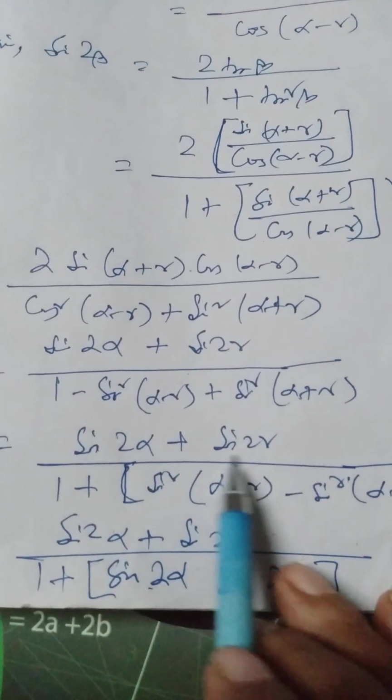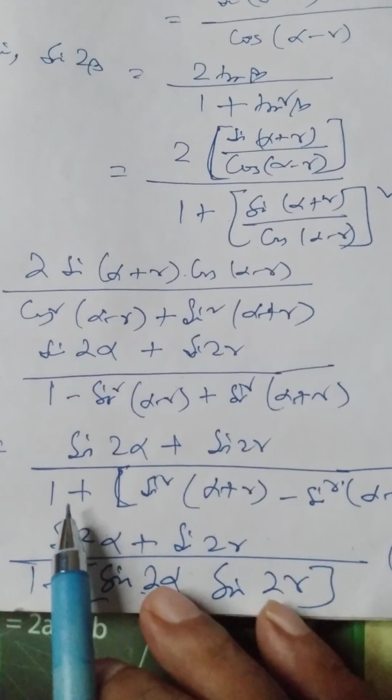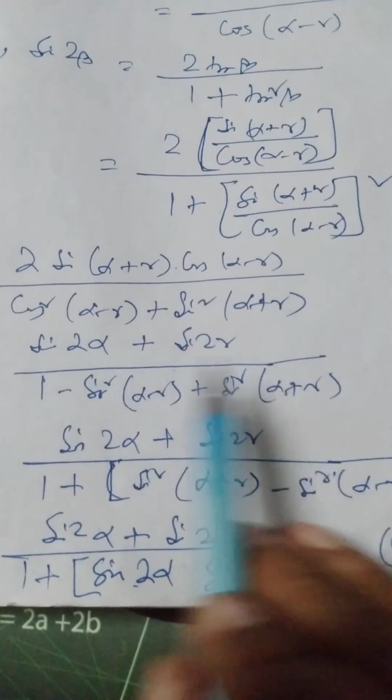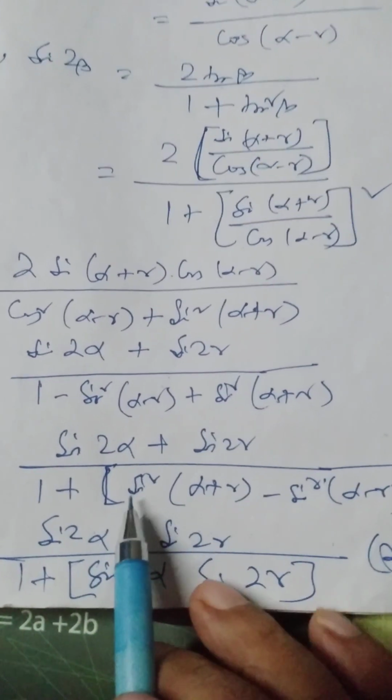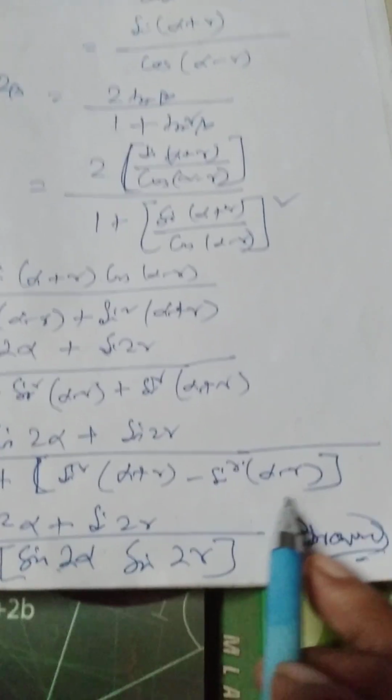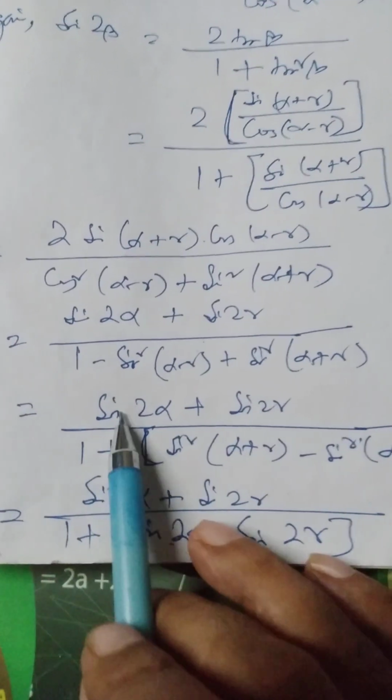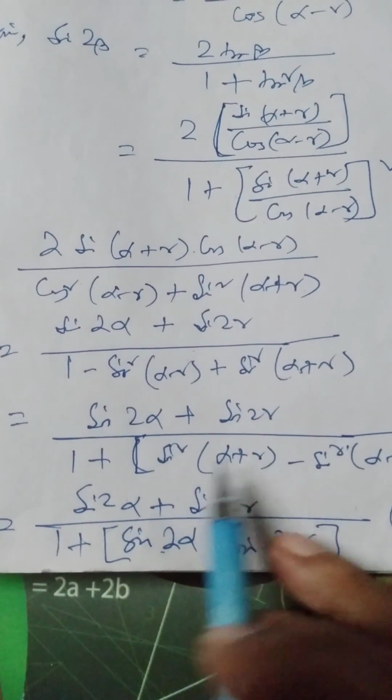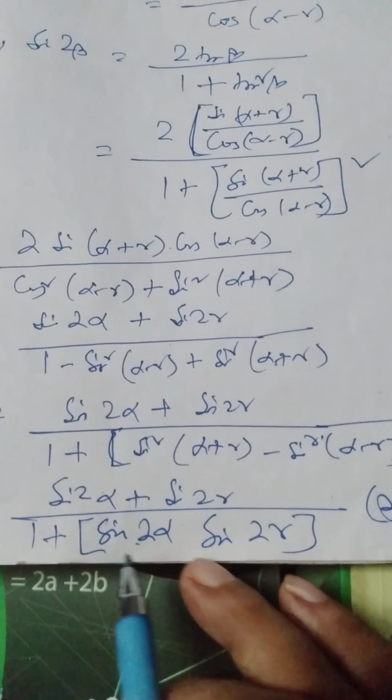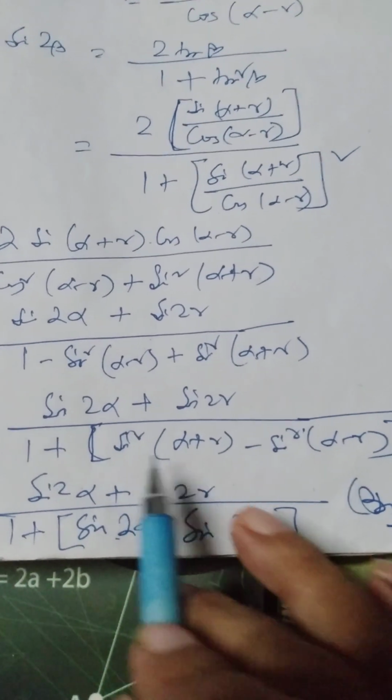So sin 2α + sin 2γ at the numerator divided by 1 plus, shifting this, sin²(α+γ) − sin²(α−γ). Here it will be (sin 2α + sin 2γ)/(1 + sin 2α sin 2γ), as per the formula. Here it is proved.